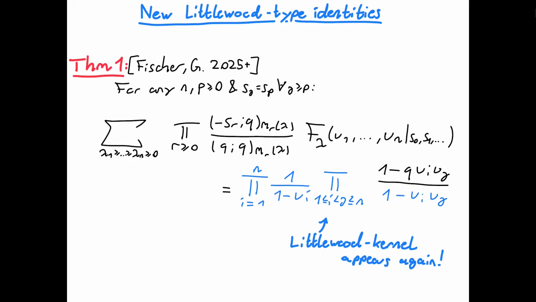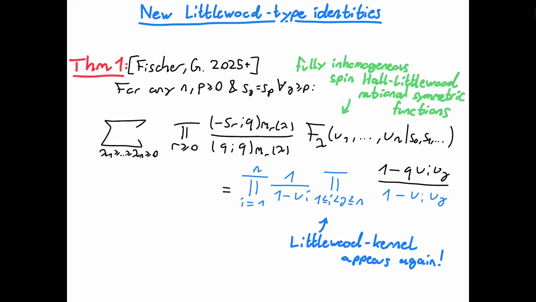Again, on the right-hand side, we have the Littlewood kernel, and we have this one additional factor of 1 minus q u_i u_j. This time on the left-hand side, we replace the Schur functions by the fully inhomogeneous spin Hall Littlewood rational symmetric functions, which I will also define in just a second. Again, just absorb: a generalization of Schur functions, and in fact a type of generalization of the Robbins polynomials, where I will also talk about the details later on. Then we have this normalizing factor of q-Pochhammer symbols, where m_r(lambda) denotes the multiplicity of the part r of lambda.